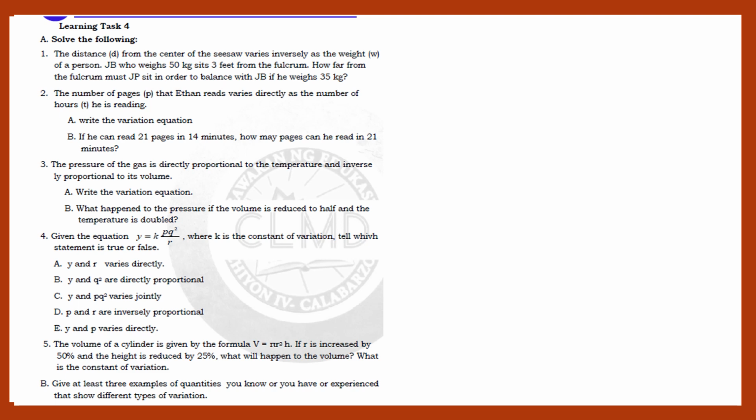Lastly, for learning task 4, you have to solve for the following. Now, you have to apply all your learnings from the first video up to the second video by answering these questions. Now, for you watching this video, I'm going to give you a quite a hint on the first example. The distance from the center of a seesaw varies inversely as the weight of a person. JB weighs 50 kg, sits 3 feet from the fulcrum. How far from the fulcrum must JP sit in order to balance with JB if he weighs 35 kg? Now, I'll give you a bit of how you're going to start this.